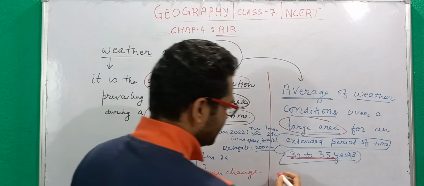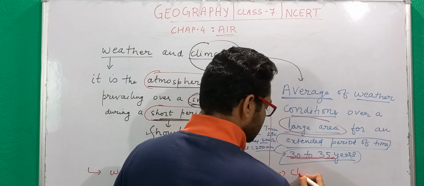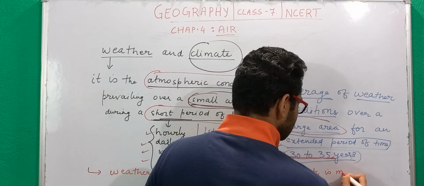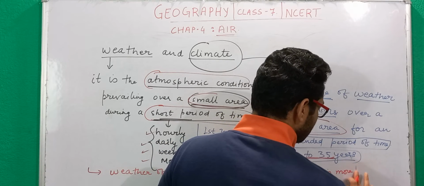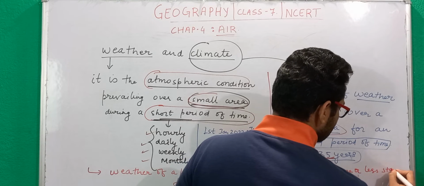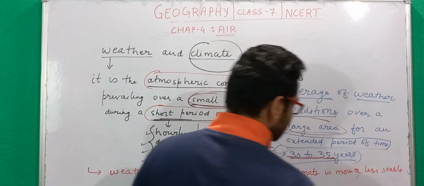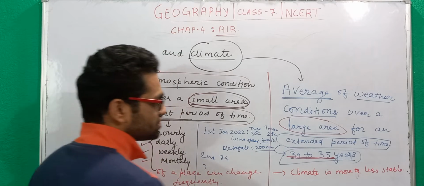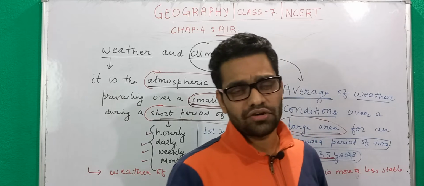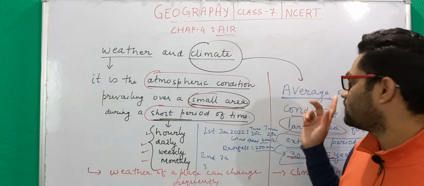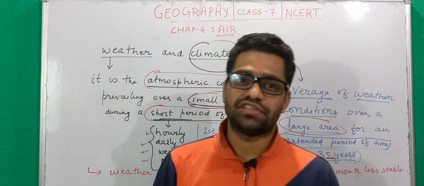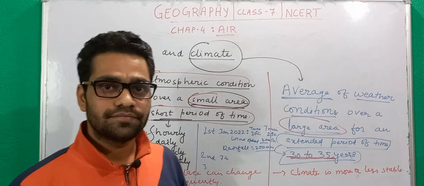But when we say climate, it is more or less stable, right? So when we say climate is more or less stable, it does not change, okay, because we have found the trend for 30 to 35 years. So what is the benefit if it goes on changing every year?